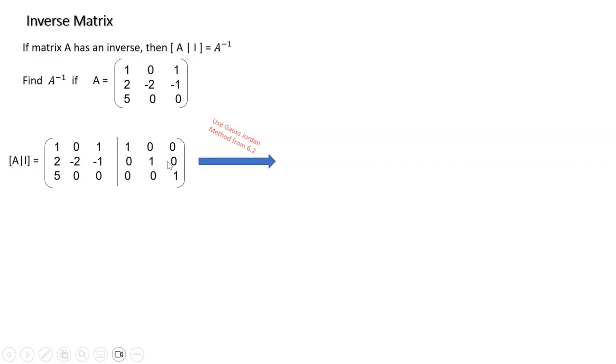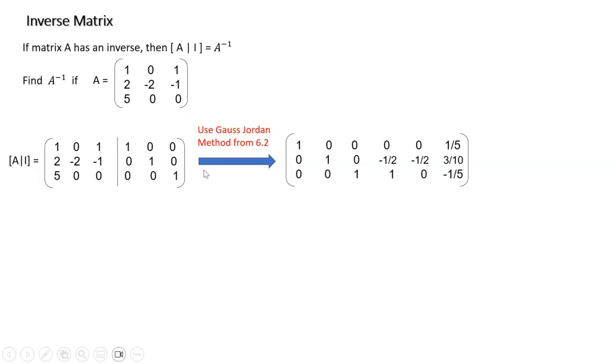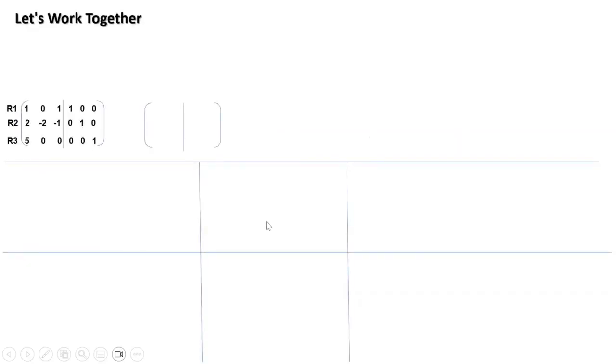Again, recall from 6.2 the Gauss-Jordan method. So here, guys, this is my inverse, but how do we get this? Right, that's your inverse. Again, we have to use the Gauss-Jordan method, and here it is, similar to what I did last week.